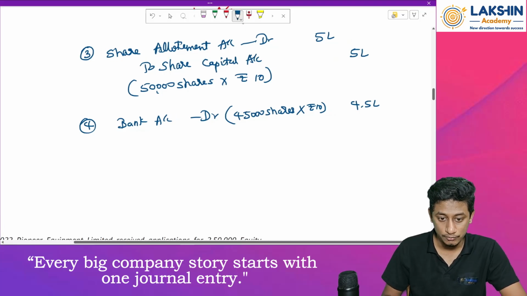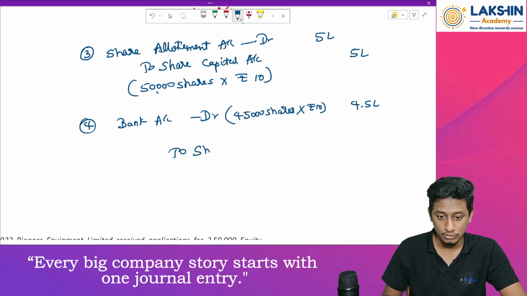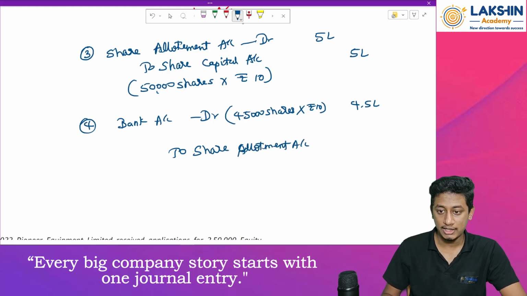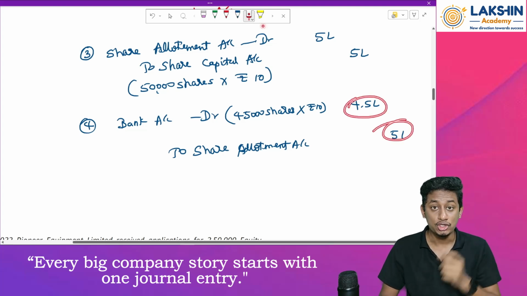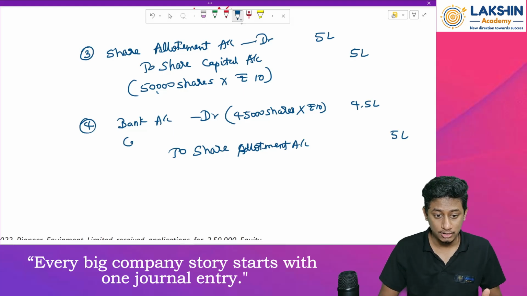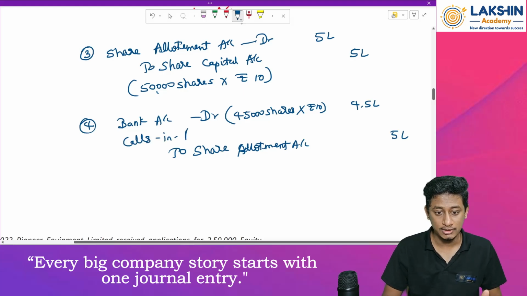So, to what? To share allotment account. How much? Rupees 5 lakhs. But now there's a gap again, right? There's a gap between this and this. So what will this be called as? This will be called as calls in arrears.